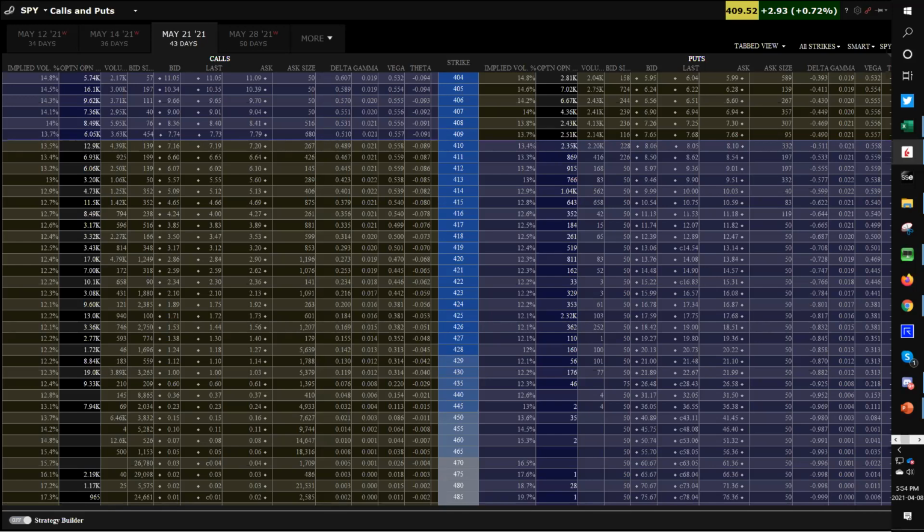There's another question about selling puts in a rising market. If you sell puts, just bear in mind that you're increasing your exposure to going long. Selling a put is the same thing as going long more of the S&P 500.